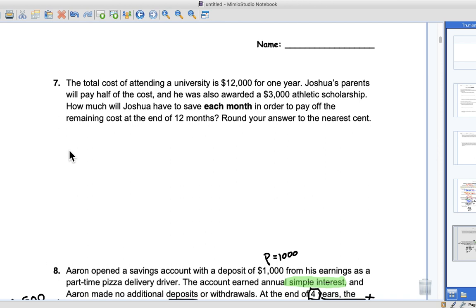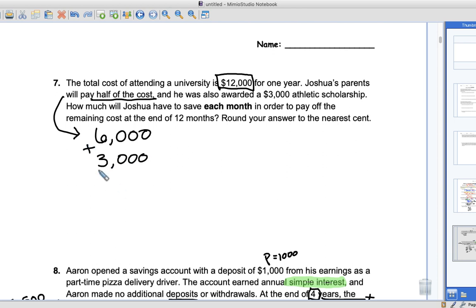All right, so number 7. The total cost of attending a state university is $12,000 for 1 year. Joshua's parents will pay half of the cost. How much is half of the cost? $6,000, right? He was also awarded a $3,000 athletic scholarship. So that's money, guys, that he is given to help pay for school. He does not have to pay that back. So how much was he given total?